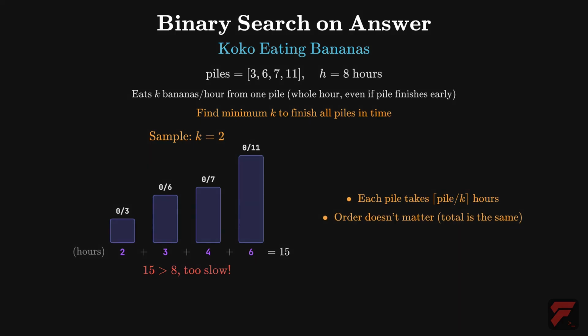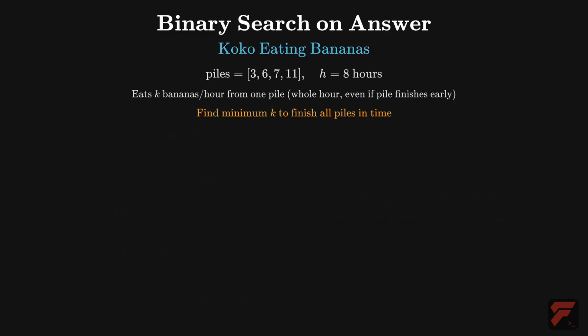The total is always the same, so k equals 2 doesn't work. What speed do we need? We could try every value, or we could be smarter. K equals 2 doesn't work. K equals 1, even slower, definitely not.